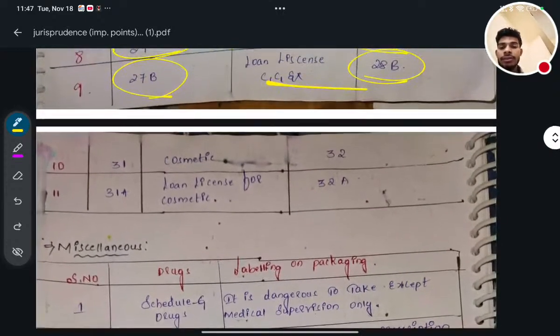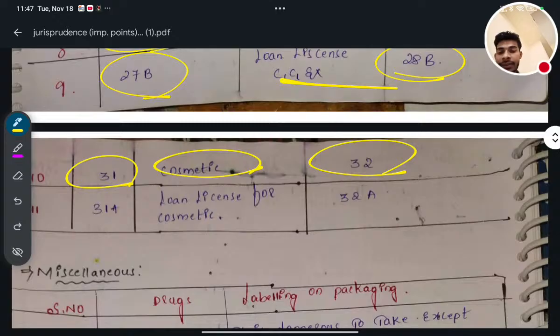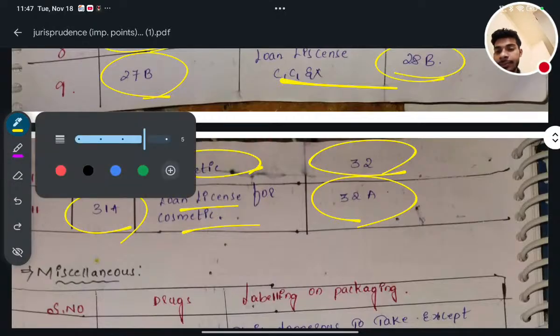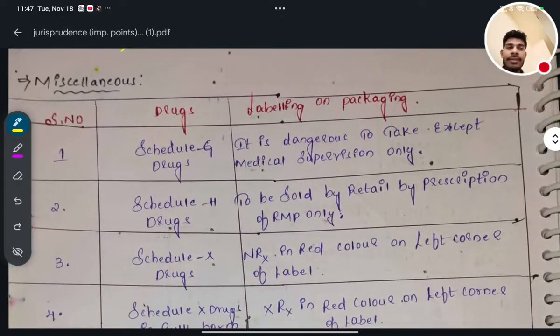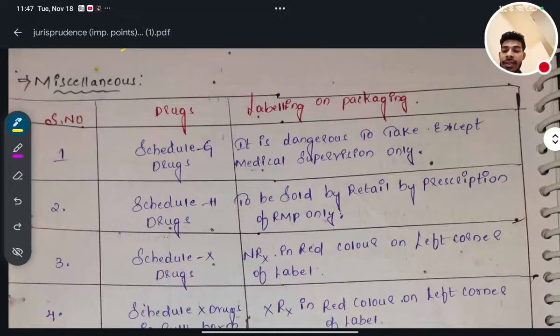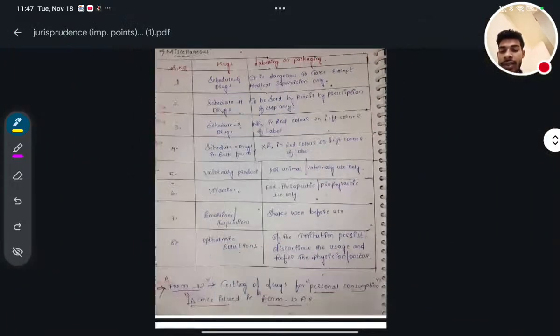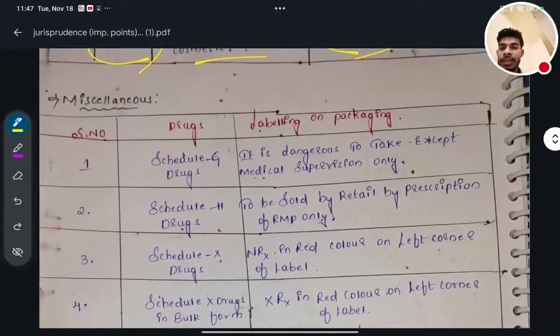Again, for the manufacturing of cosmetics, the application form is 31 and the license form is 32. For loan license of cosmetics, 31A and 32A. Okay. Next, miscellaneous. What is the time right now? Oh, it's 46 minutes. At 1 hour, we will close the session, and then we will continue again in the next session.